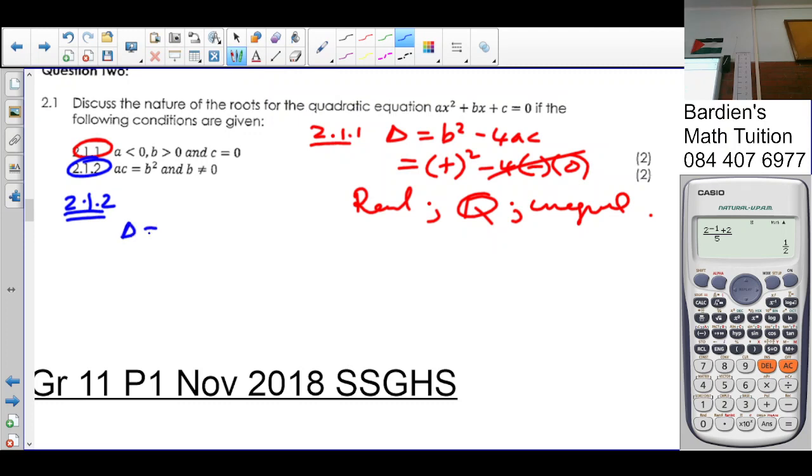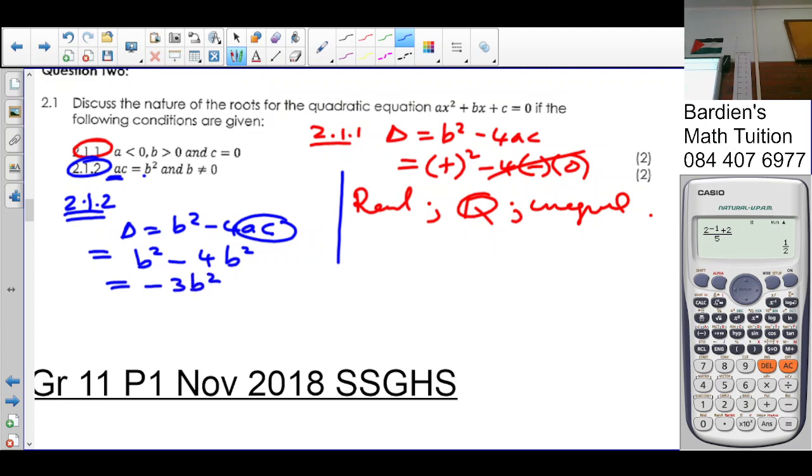Again, delta is equal to b squared minus 4ac. We are told that b squared minus 4, what is ac equal to? B squared. Can you see that? Which means to say, here we're going to get negative 3b squared. What do you notice now? Whatever b is, it will be positive, not so? Because it's being squared. And a positive number times a negative number will always be negative. Did you see that? So what can we say about the nature of these roots?